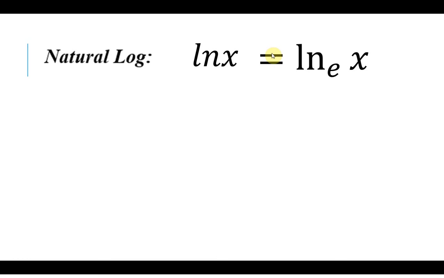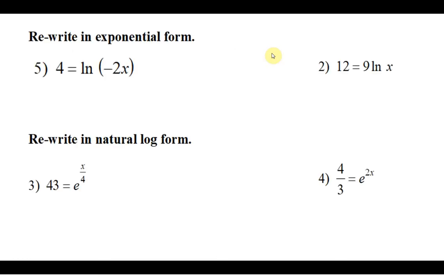You shouldn't have natural log written down unless e is involved with the situation. So rewriting it in exponential form, again, the base implied is e. So this is e to the 4th equals -2x. You always got to isolate your ln. Divide by 9 first and then go. So now it would be e to the 4/3 equal x.